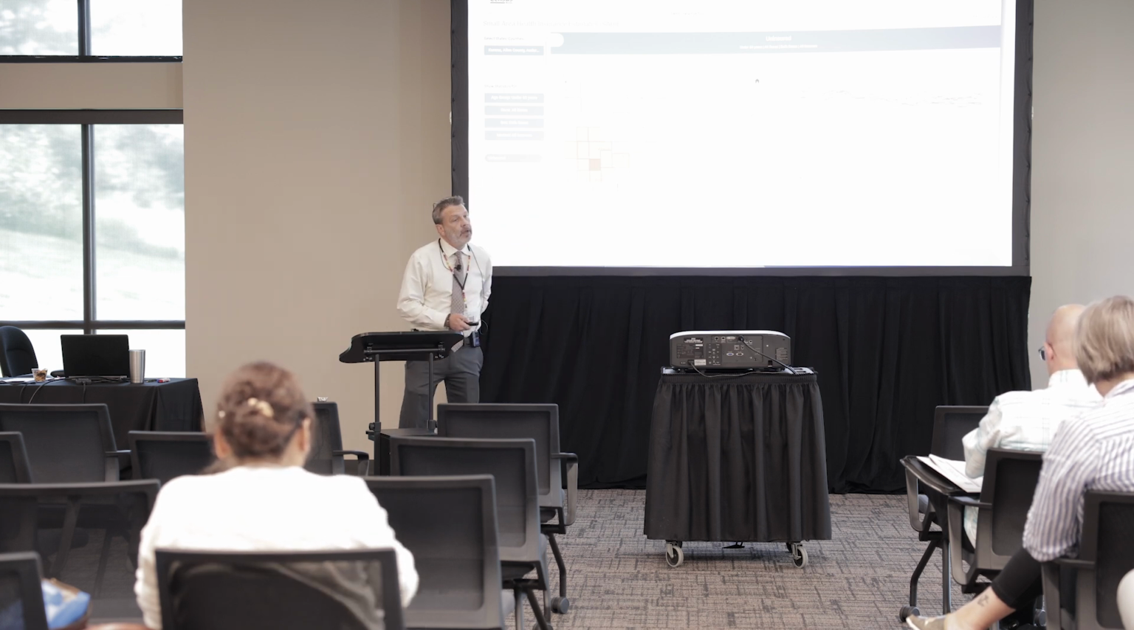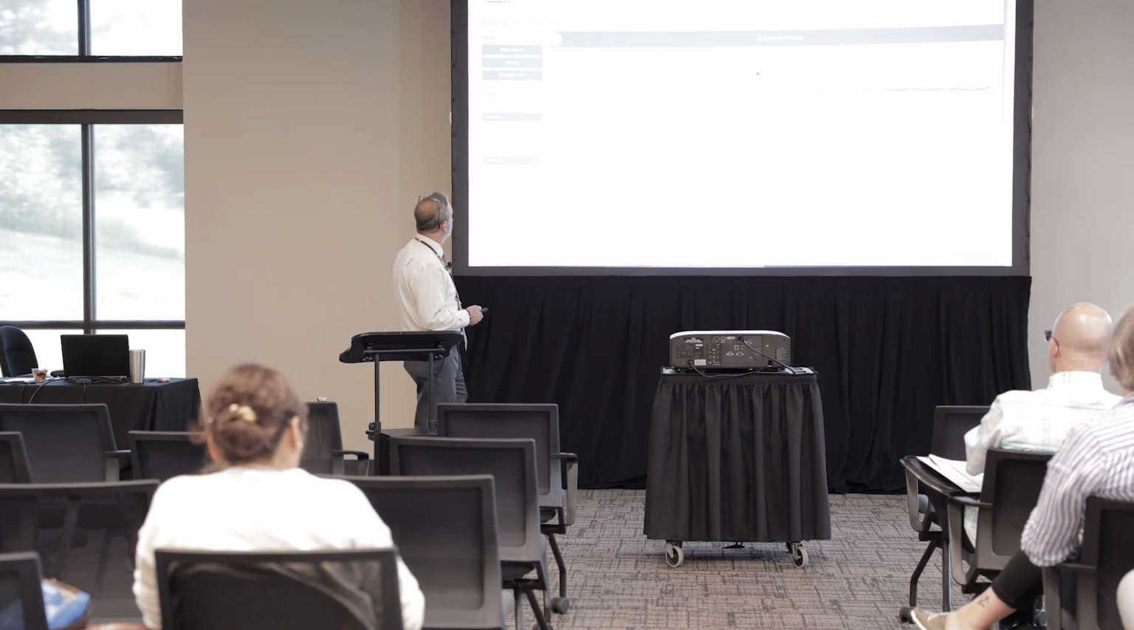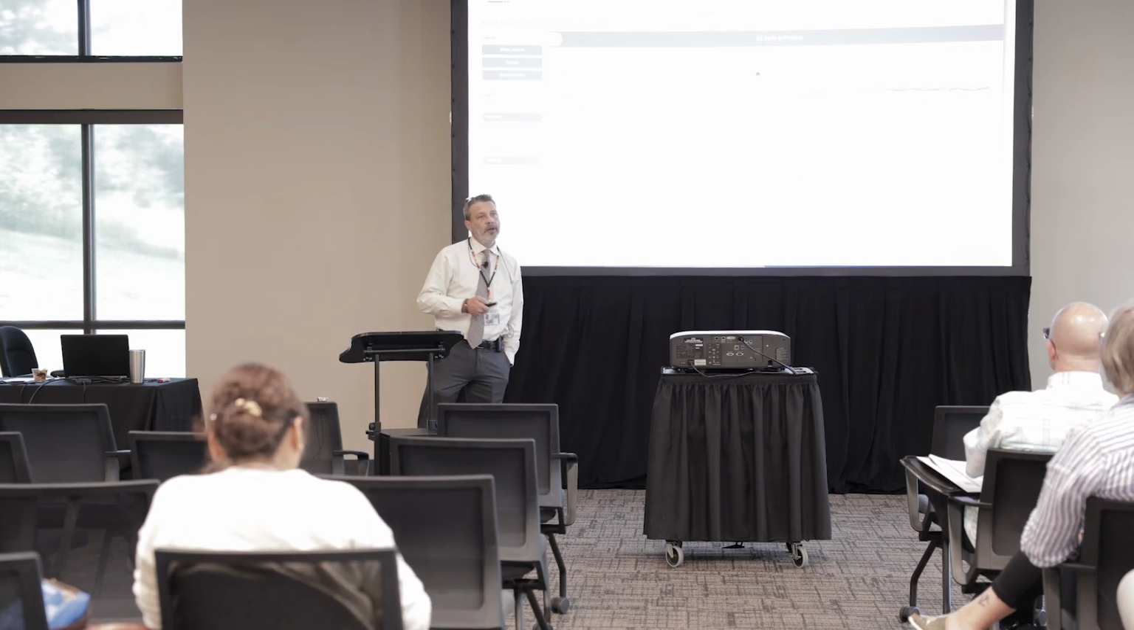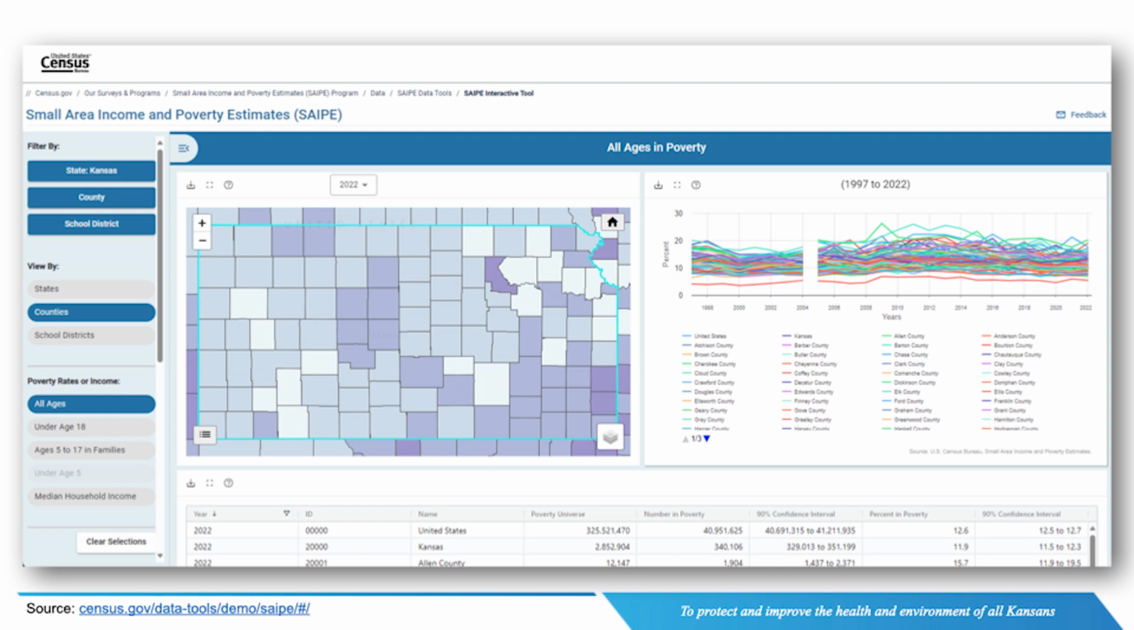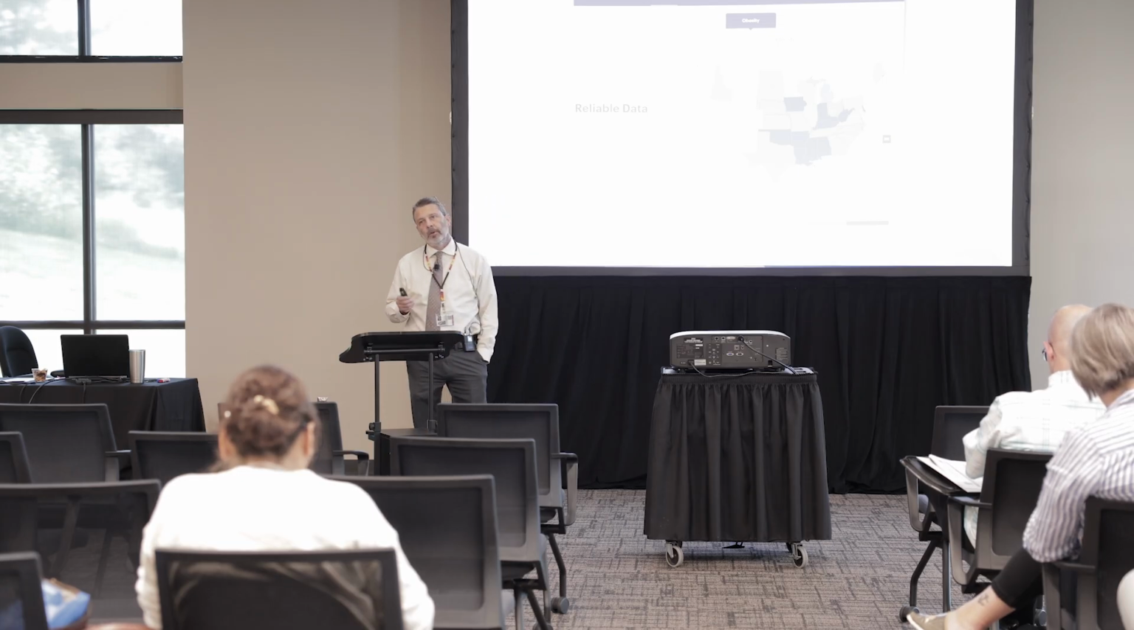Small area estimates of insurance. You can go right to this site and it'll tell you insurance coverage for your county. Another one that they have, small area income and poverty estimates. Again, useful for demonstrating need in a community based on something like poverty or income. This is one you hear about a lot. It's not as useful to people. It's only at the state level.